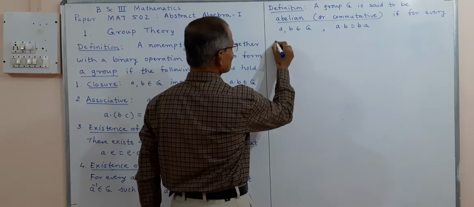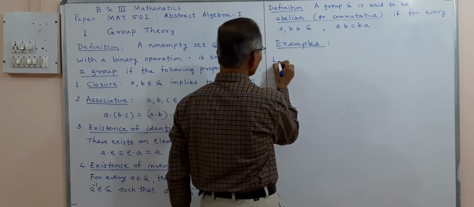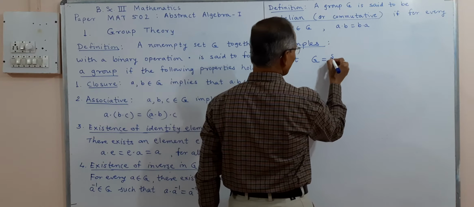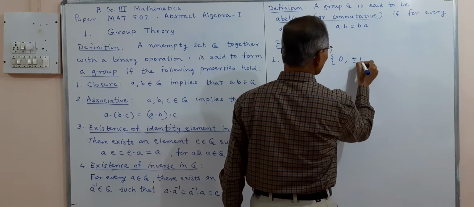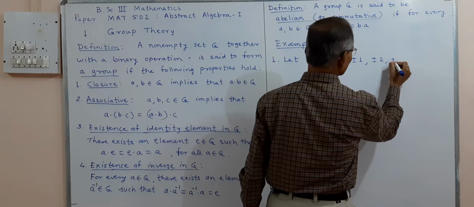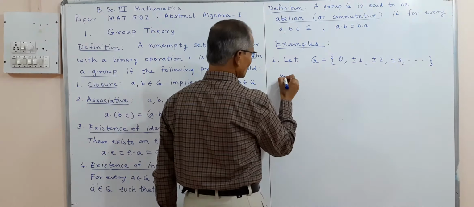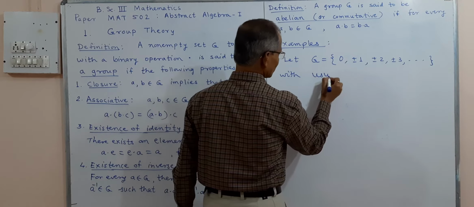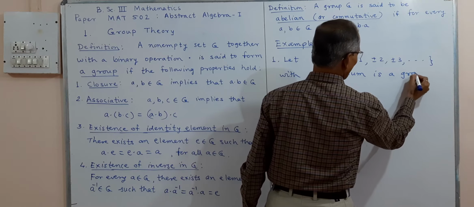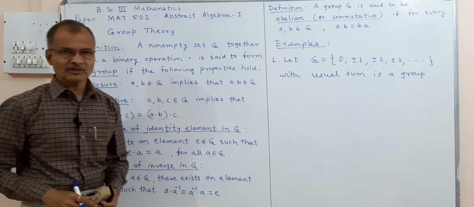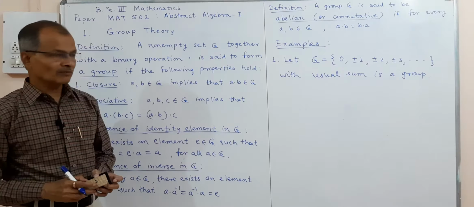Now we shall consider examples of groups. First, let G be the set of all integers, positive, negative, and 0, and we may write it in short as 0, plus minus 1, plus minus 2, etc. And with the binary operation plus, usual addition or usual sum, it is a group. Now we shall verify. This is our first example, a simple example. The set of integers with usual sum forms a group.